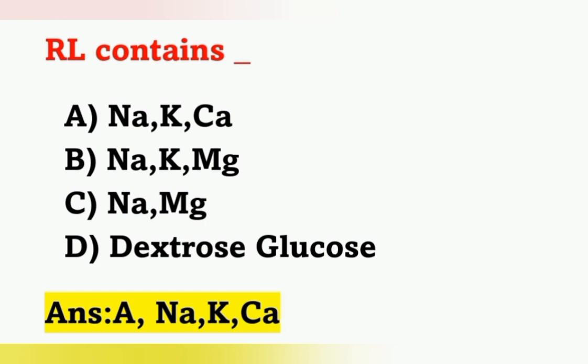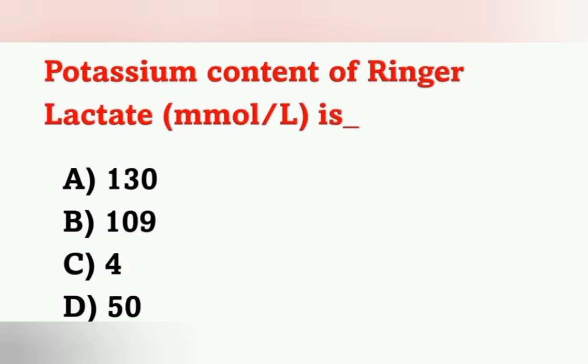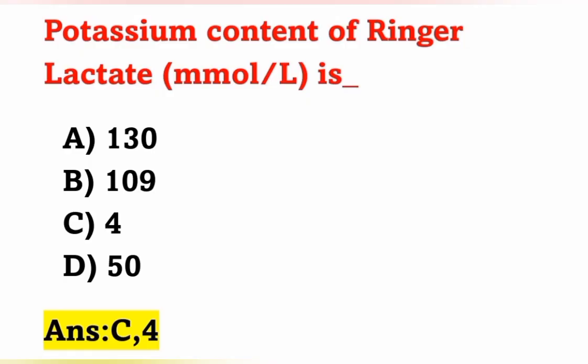And the next question: potassium content of ringer lactate in millimole per liter is: option A 130, option B 109, option C 4 and option D 50. Potassium content of ringer lactate is 4. Option C is the correct answer. Move on to the next question.